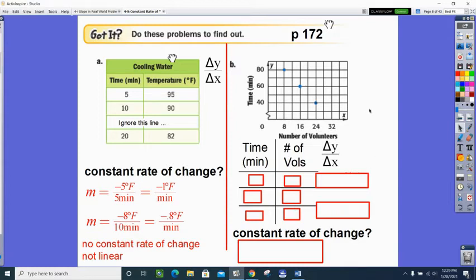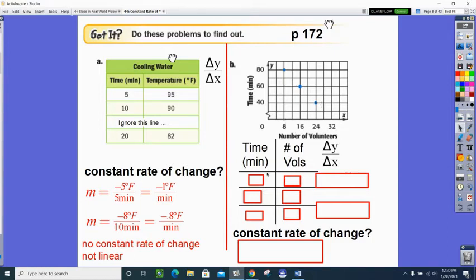Okay. Now this one's kind of silly. As far as asking the question, is it linear? The question is, can you connect these with a line? So already I would be saying yes, but the question also wants you to find a constant rate of change. So if it is linear, we need the constant rate of change.